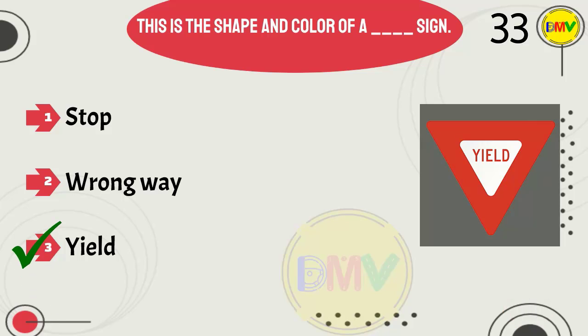The correct answer is 3. Downward-facing triangular signs mean drivers must yield. When approaching a yield sign, slow down to a speed that is reasonable for existing conditions and stop if necessary. If you must stop, do so at a marked stop line, if it exists.